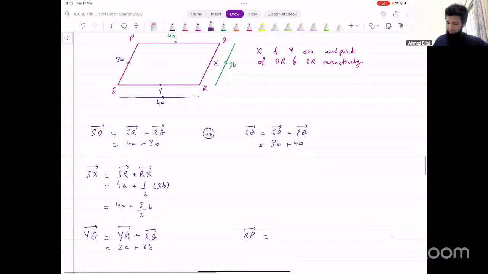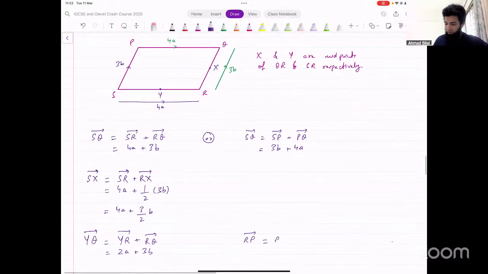Let's say we go from R to Q and then from Q to P. That's one path that we can follow. What's RQ? RQ is 3 times B. So we can write that here, that's 3 times B. What about QP? Do we know what QP is?